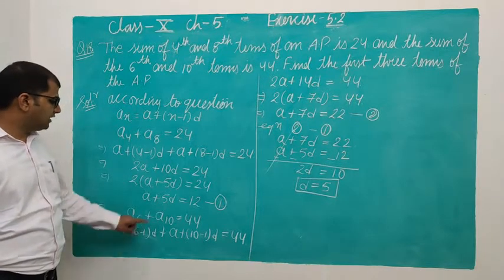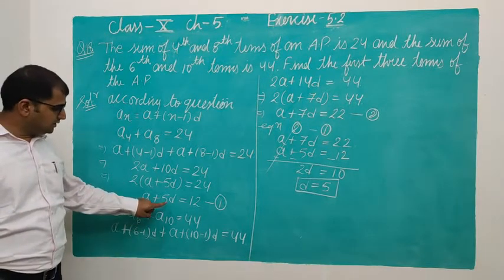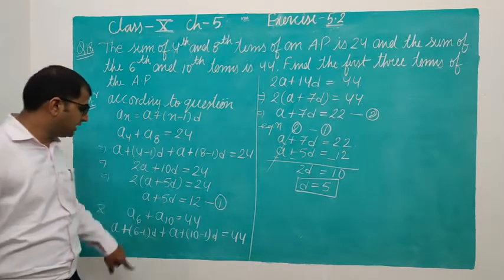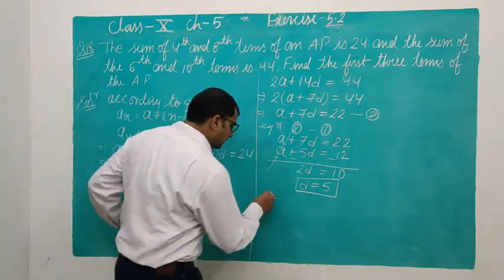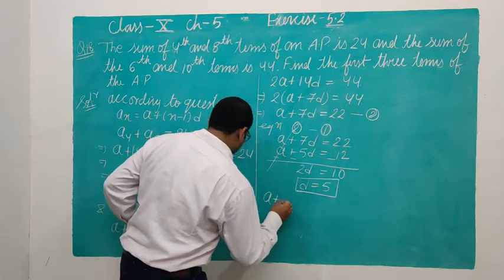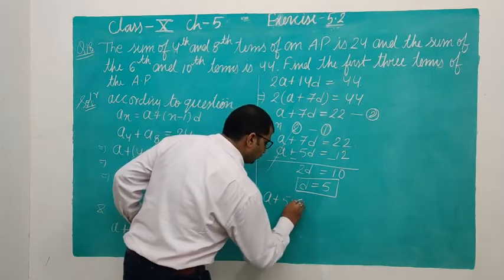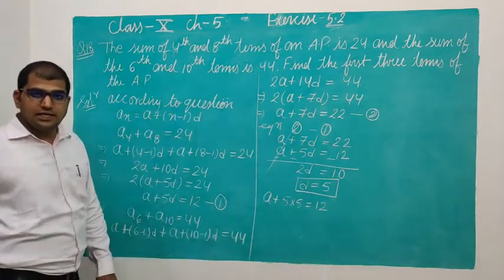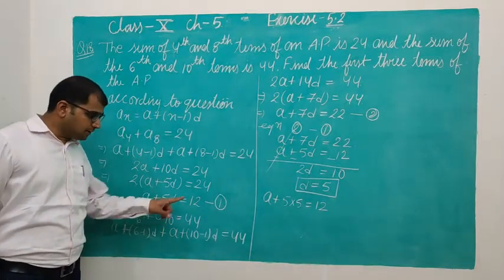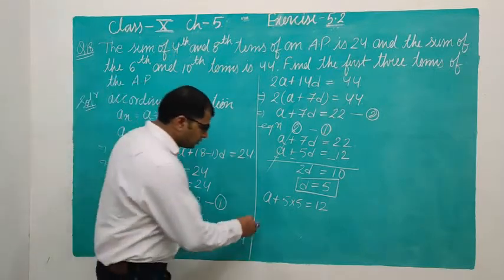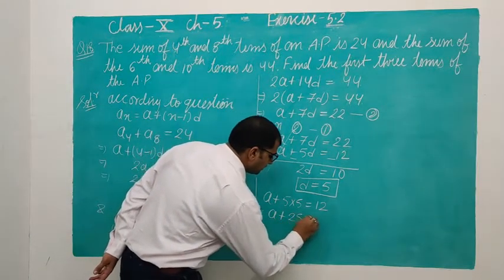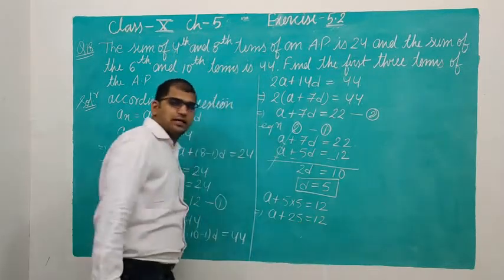We put the value of D in this equation. D का वैल्यू यहाँ पुट करेंगे तो किसका वैल्यू आ जाएगा, A का. Okay, for finding the value of A, we put it here: A plus 5 into 5 is equal to 12. We put the value of D equal to 5 in equation number 1. Okay, so we get A plus 25 is equal to 12.